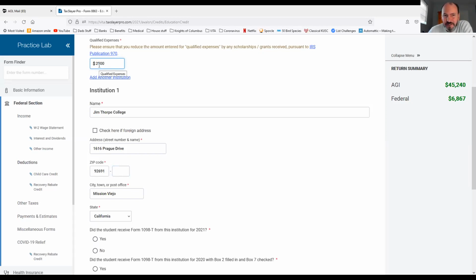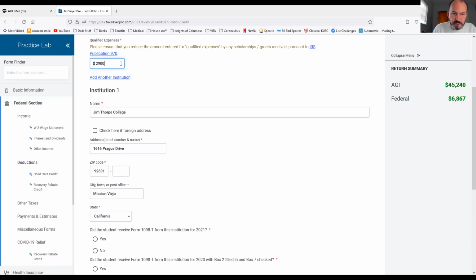The term that I like to use, because I think most people understand it, is out-of-pocket expenses. What did you pull out? How much money did you pull out of your pocket to actually pay for tuition and books and fees? And so that's what you would do. In this case, it's $2,900.